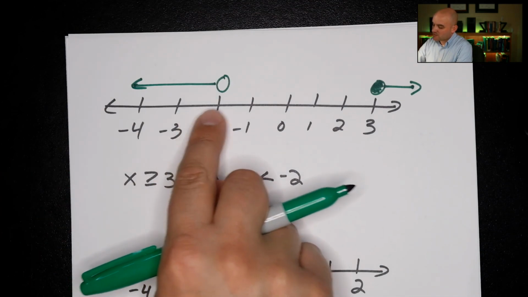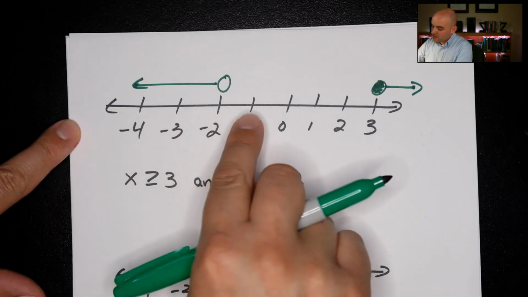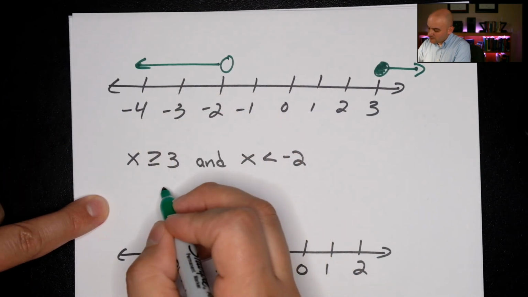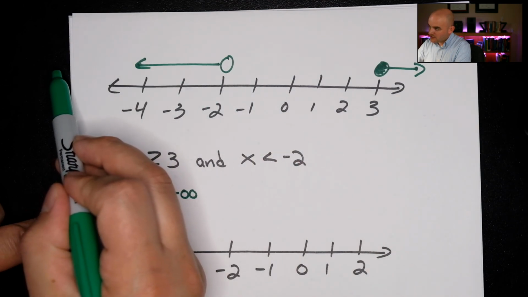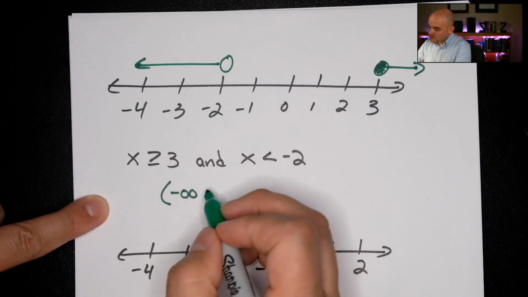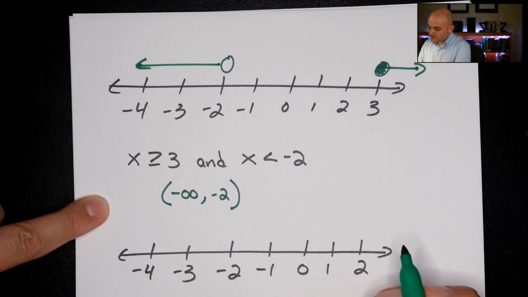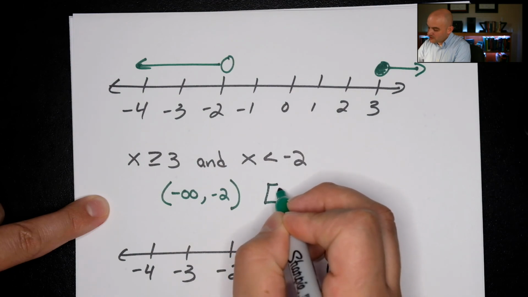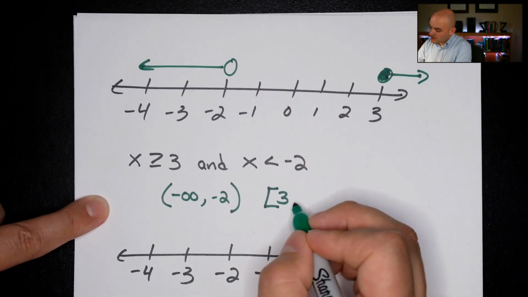So here's a case where it's a little bit different. It's not connected like our last example. So I'm going to start from left to right and write this out. We're going to come from negative infinity, because remember, we're going from this way on. So it starts all the way over here in negative infinity and goes all the way up to negative 2, and we don't include it. Then it jumps and picks back up at 3, and we include the 3 because it's shaded, and then we're going to go all the way to positive infinity.